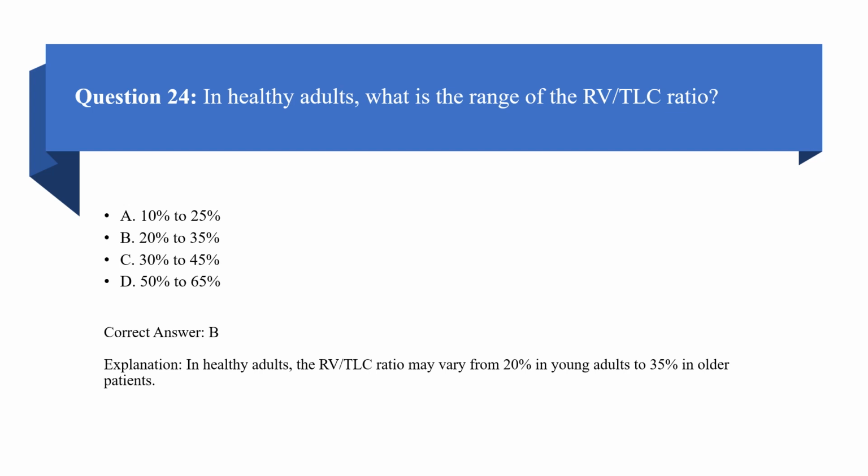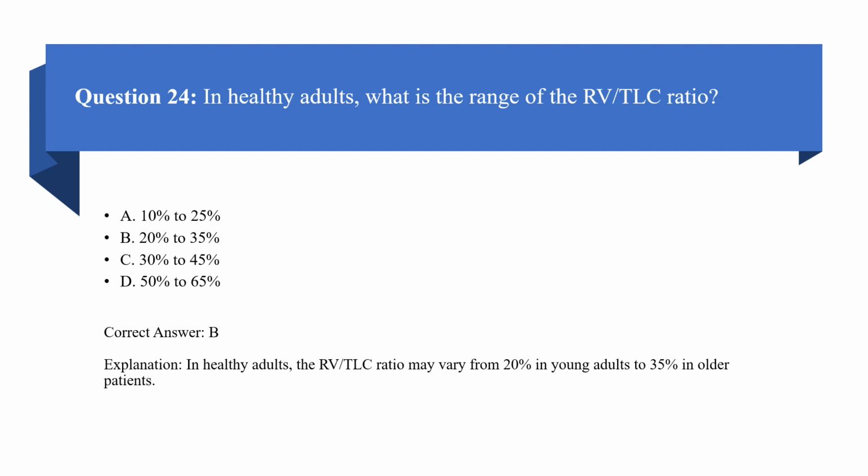The explanation for this particular answer is pretty straightforward. In healthy adults, the residual volume, or RV, to TLC ratio may vary from 20% in young adults to as much as 35% in older patients. And the rationale has to do with the fact that as individuals age, even forgetting about occupational exposure and smoking, they lose about 1% of their pulmonary function for each year. This is approximate, for each year beyond age 35 to 40.